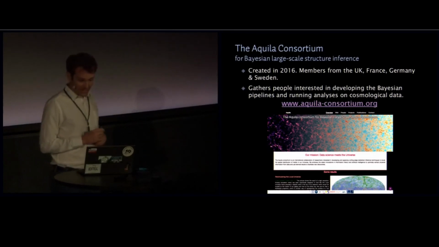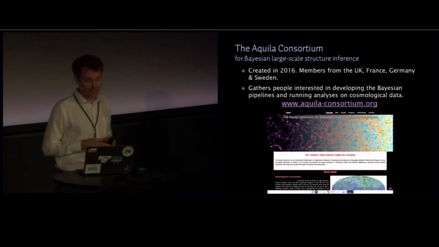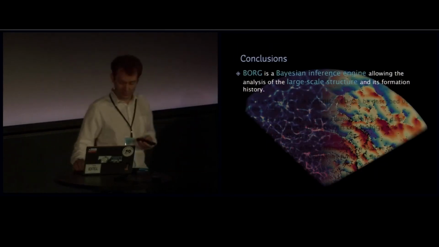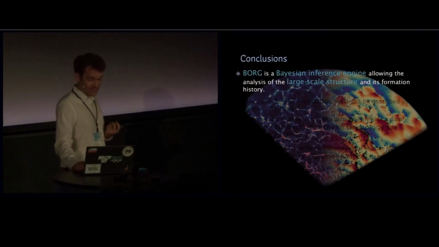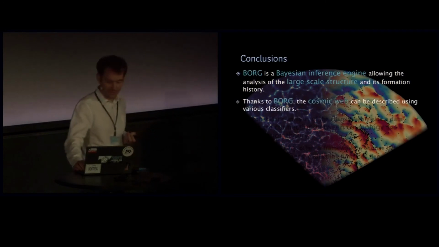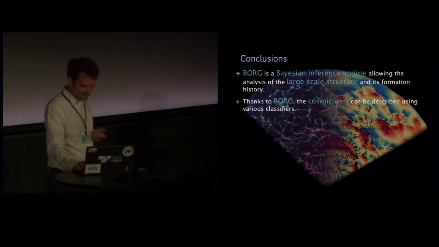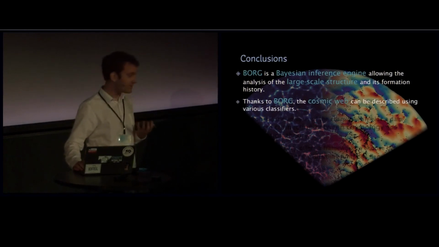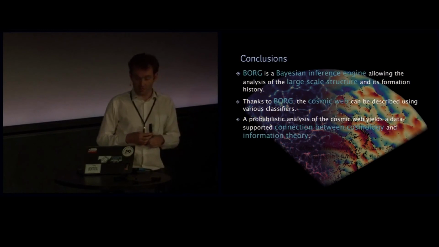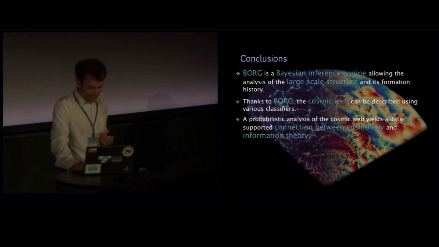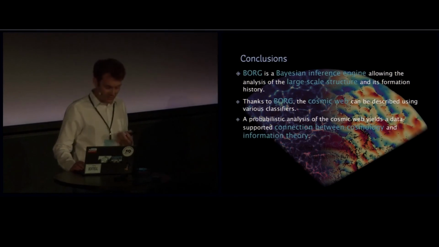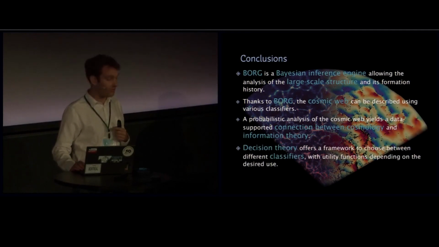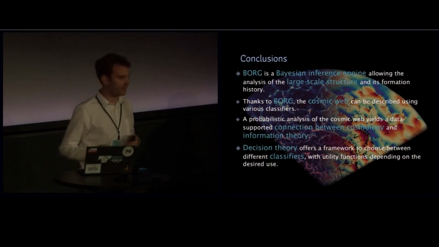So conclusions. BORG is a Bayesian inference engine which allows the analysis of the large-scale structure and its formation history. Thanks to BORG, the cosmic web can be described using various classifiers, and I've had a look at 3 of them. This cosmic web analysis yields a data-supported connection between information theory and cosmology, which I found interesting, and I'm still interested in. And this decision theory offers a framework to actually optimally choose in the space of classifiers, depending on the utility, so write down a utility depending on the desired use of these cosmic web maps that we can now produce. I thank you.